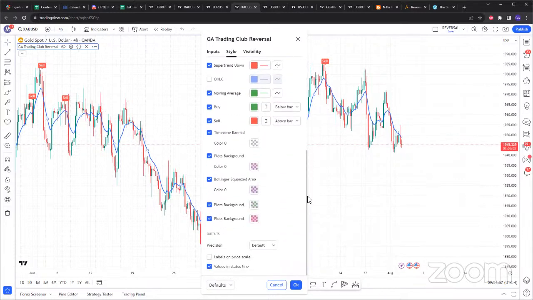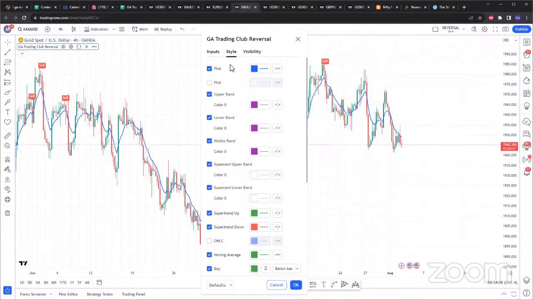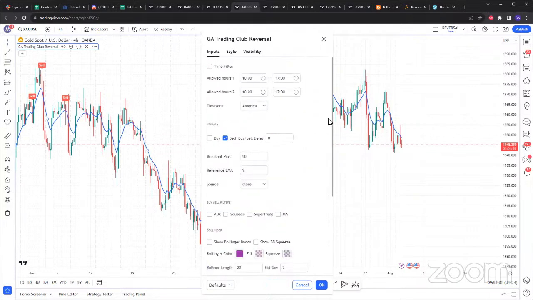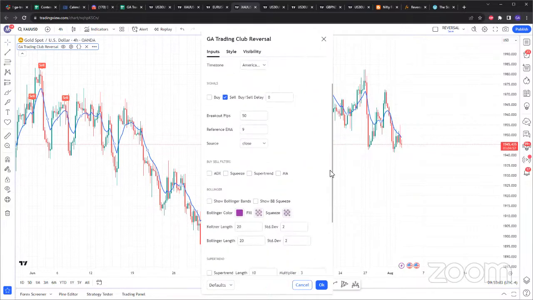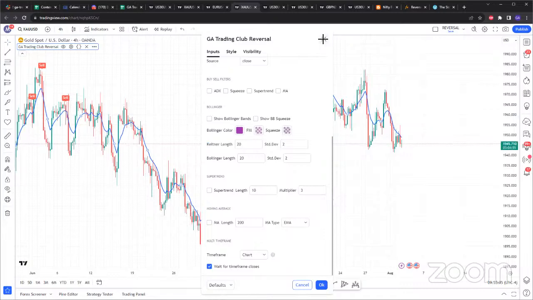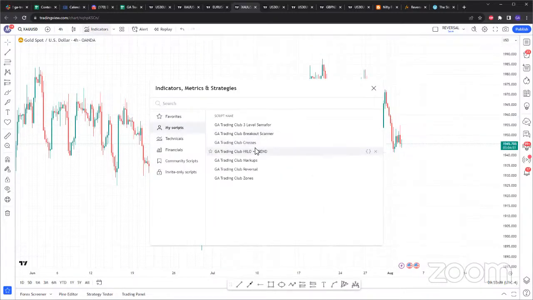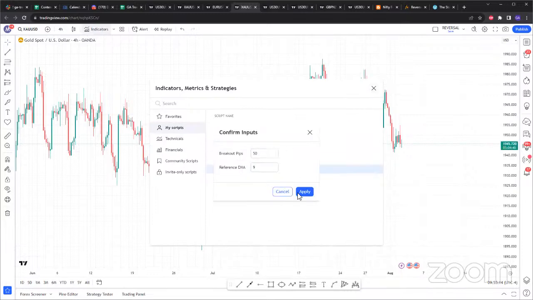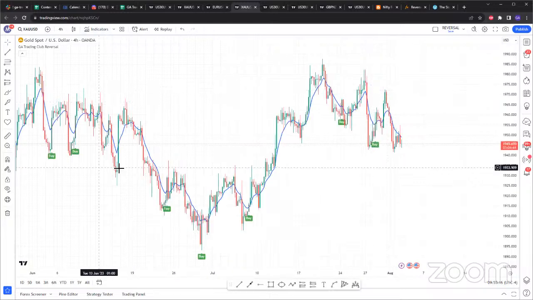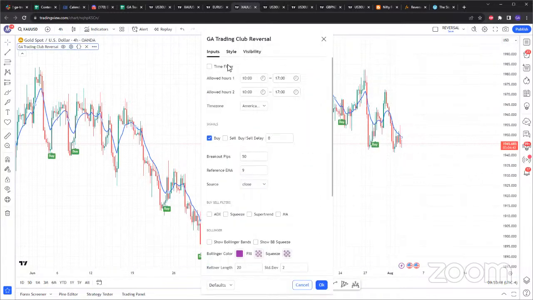Unless I have the old one. Don't tell me I have the old one. Okay, let me apply the new one. This is the old one. Reversal. So once you apply the reversal indicator, that's how it loads. It should have bar color.